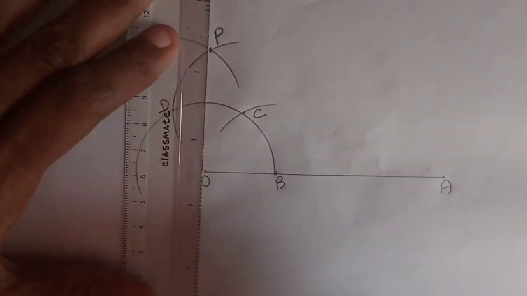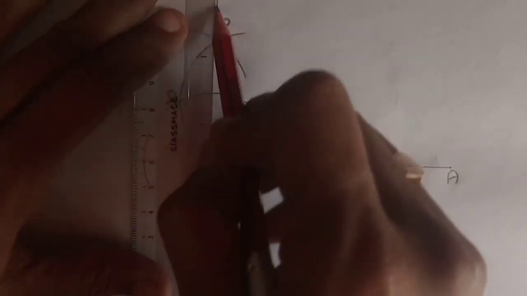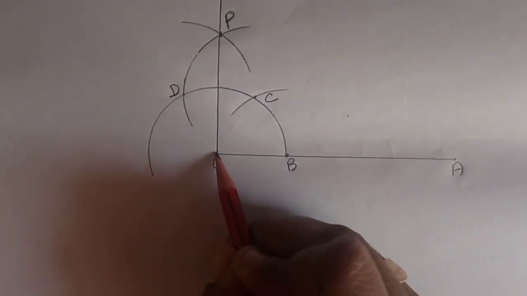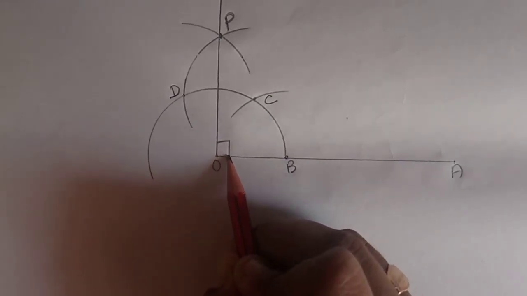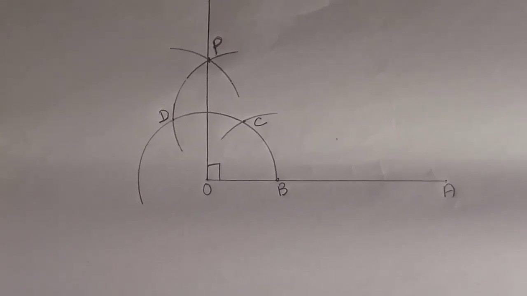Join O and P using your ruler. Now angle POA we have got as 90 degrees. Next, let's write the steps of construction. This is also part of the answer, so you must write it in your notebook. So let's have a diagram on the corner. This portion you need not draw in the notebook because you have already drawn the original diagram.